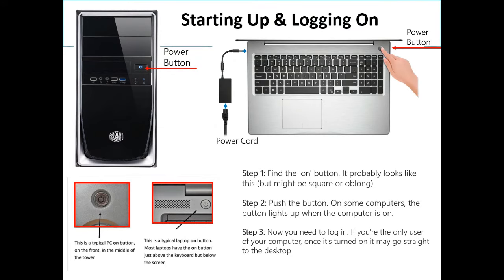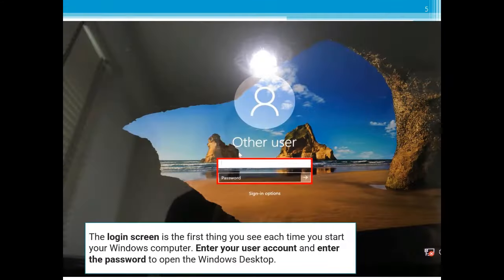Now let's start up your computer and log on. Once you've turned on your computer, if your computer is password protected, you will see the screen. You will put in your username and password. You will then go to your desktop.